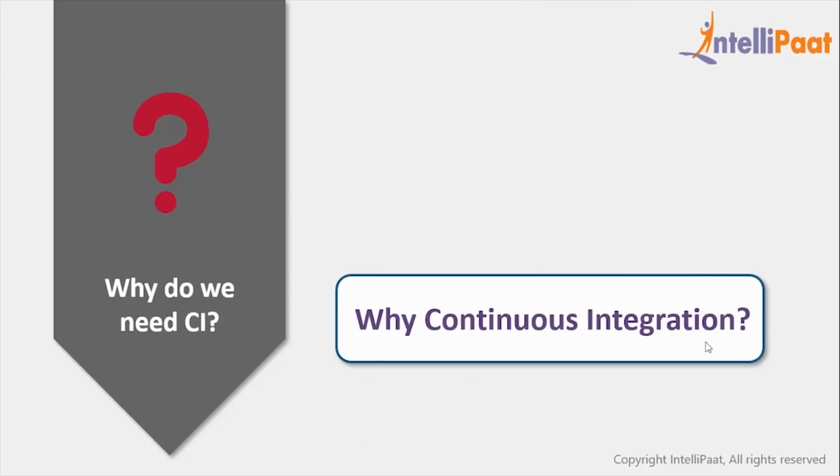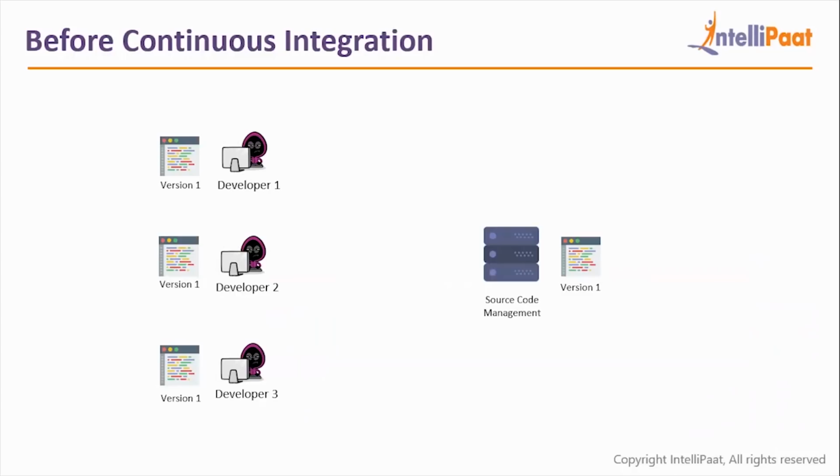Alright, so why do we need continuous integration? Let's understand this using an example. Imagine yourself being in a company where there are 3 or more developers who have been asked to add features to an already existing website. In the beginning, you all were given version 1 code and you had to work on this code to add your features. Developer 1 had his features to add, developer 2 had his features to add, and similarly developer 3 had his features to add.